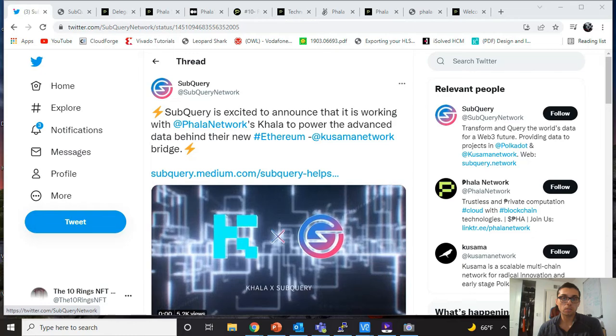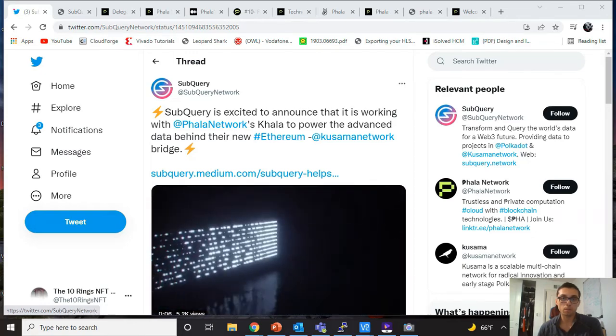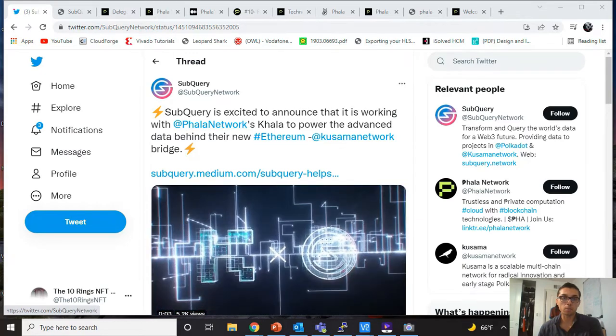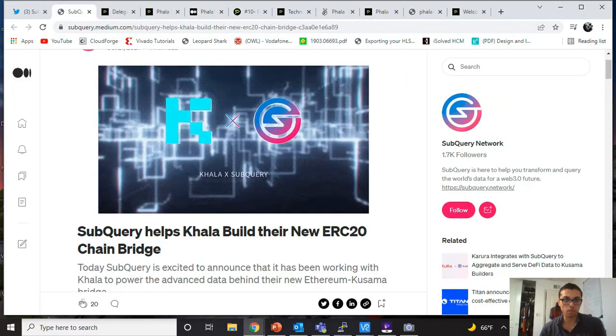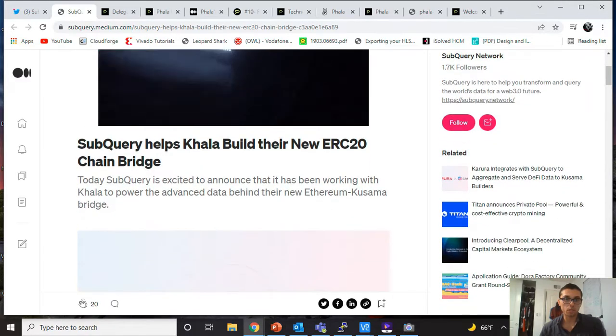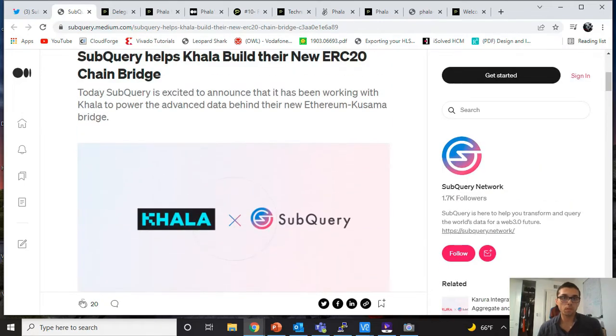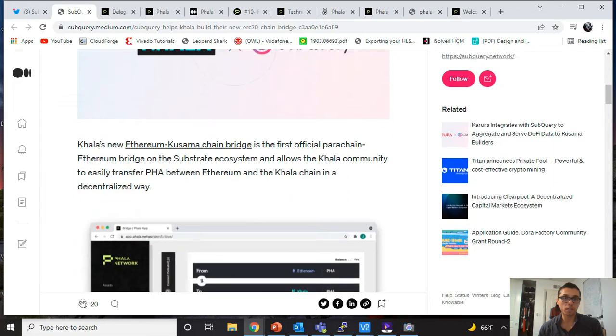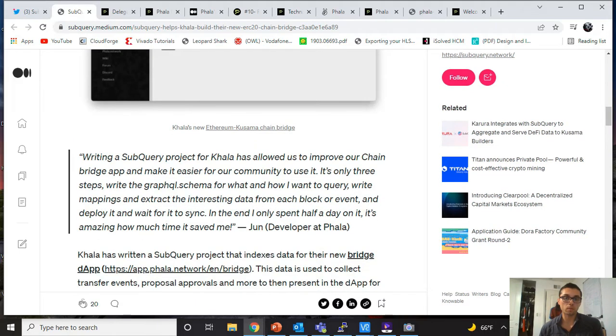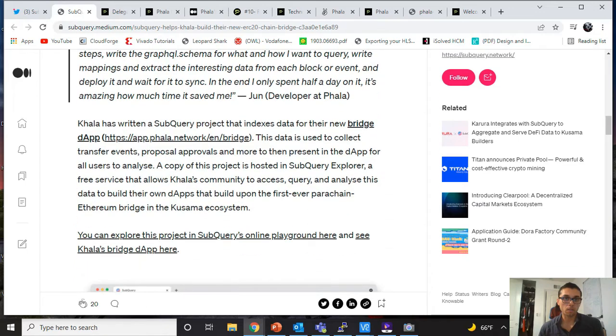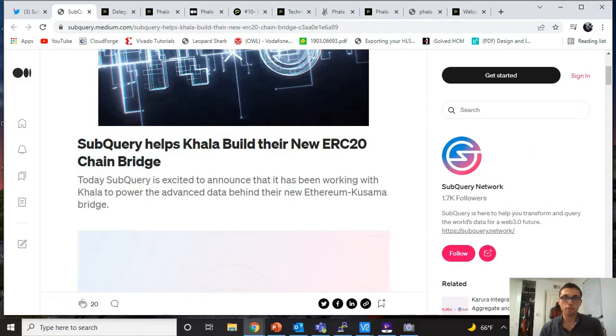Okay, so Subquery is excited to announce that they're working with PhalaNetwork to power the advanced data behind the Ethereum Kusama bridge. Subquery helps Phala build their new ERC20 chain bridge. And the only thing you really need to know is that the Ethereum Kusama bridge is just a way to transfer something on Ethereum into the Phala blockchain, since data can be stored differently on each chain, so they have to have a special bridge. I don't want to get caught up on the bridge thing, but just think of it as a way to transfer data.